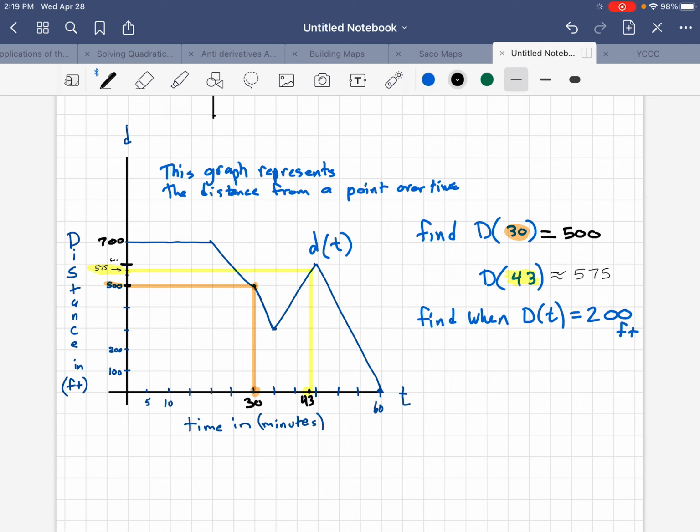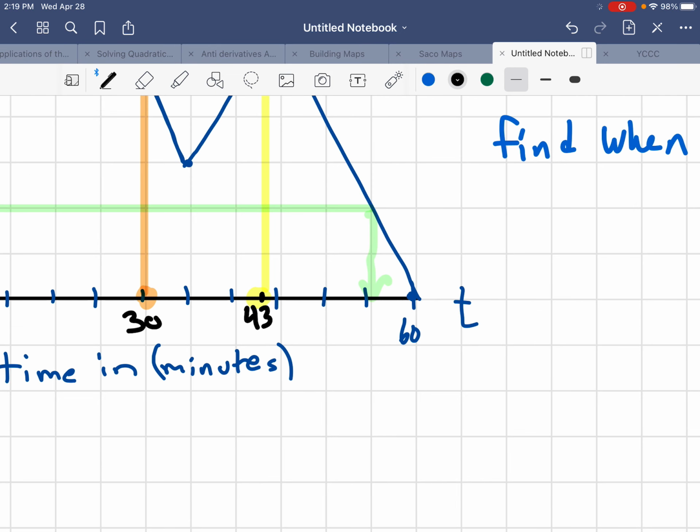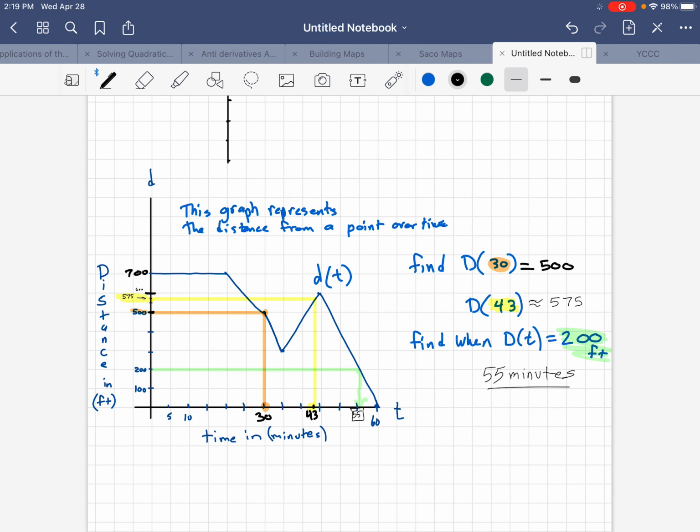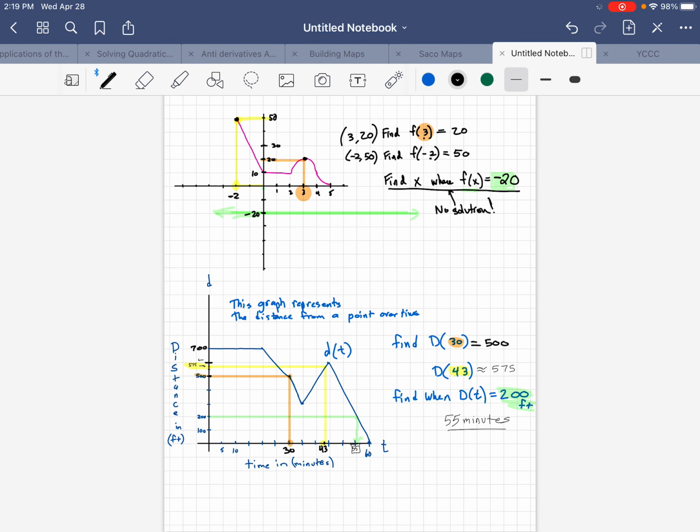All right, let's do that last one. Find when D of t is equal to 200 feet. So we're going to find 200 feet here, and we're going to work backwards. Go across, and then down. That one looks like a nice one. 5 before 60 is 55. So we're going to say 55 minutes. So that's how you use graphs to both evaluate and solve equations.